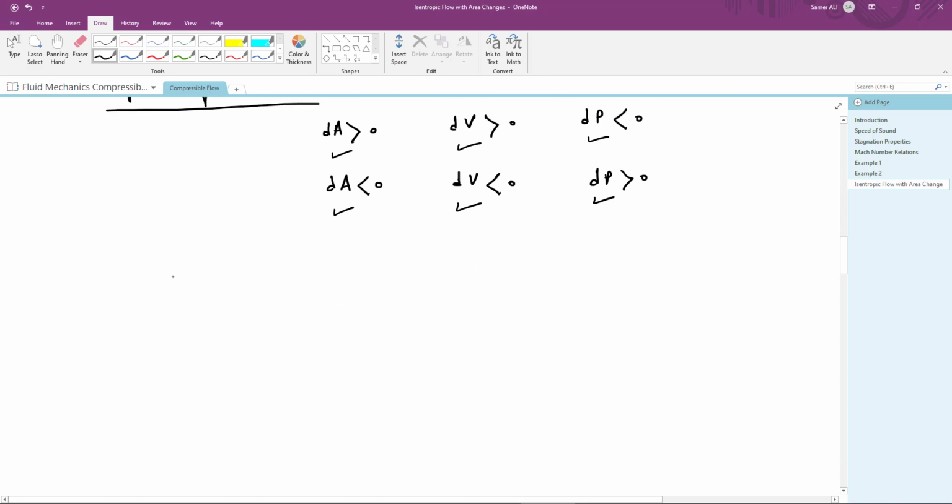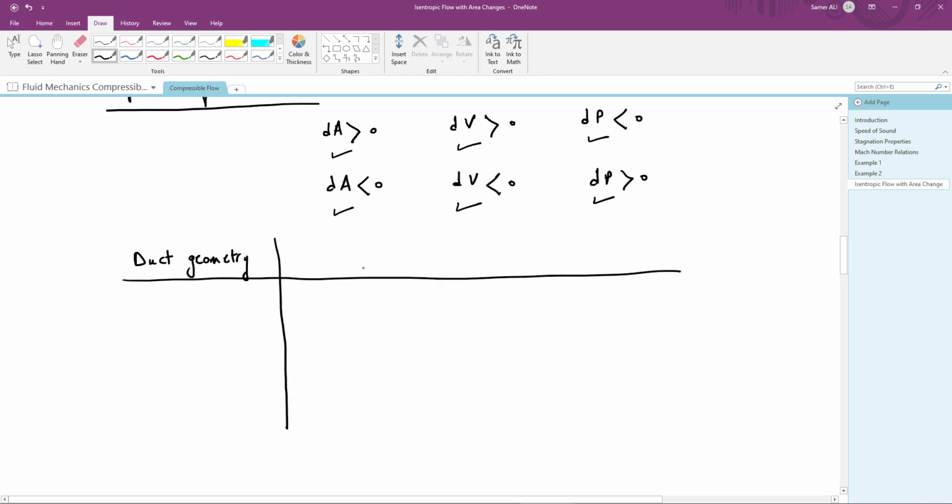So let's now do some illustration in order to better understand. We will take two duct geometries. So let's construct a table. We'll call the first column duct geometry. In the first case, we have subsonic flow, when the Mach number is less than 1. And we have another case where we have supersonic flow, when the Mach number is greater than 1.